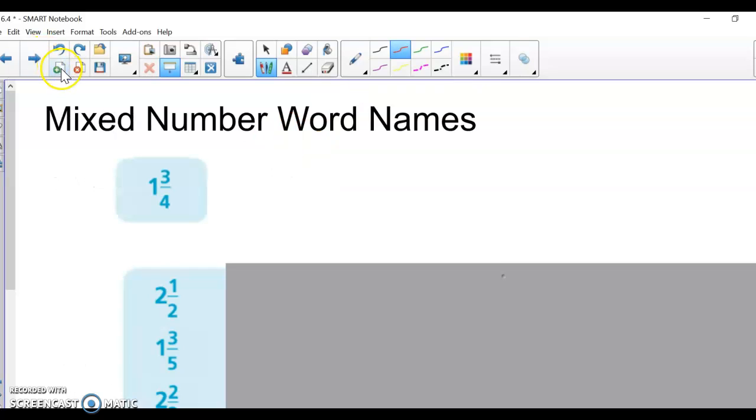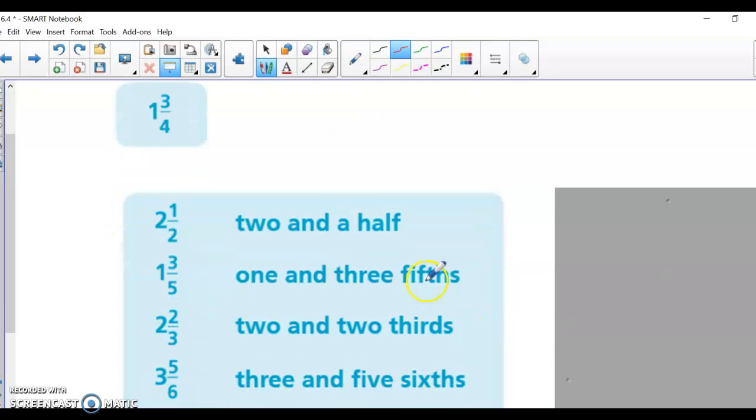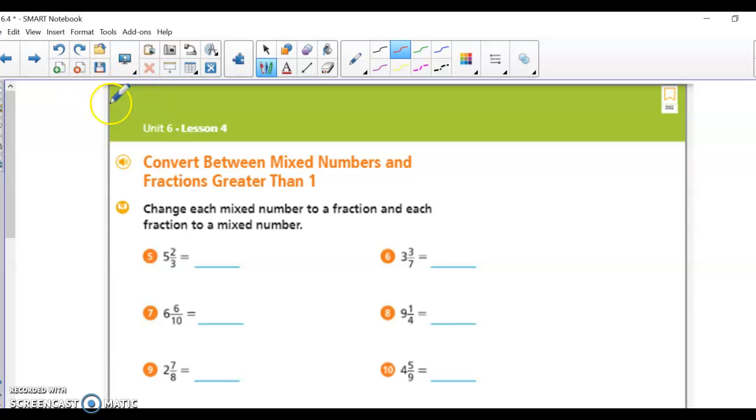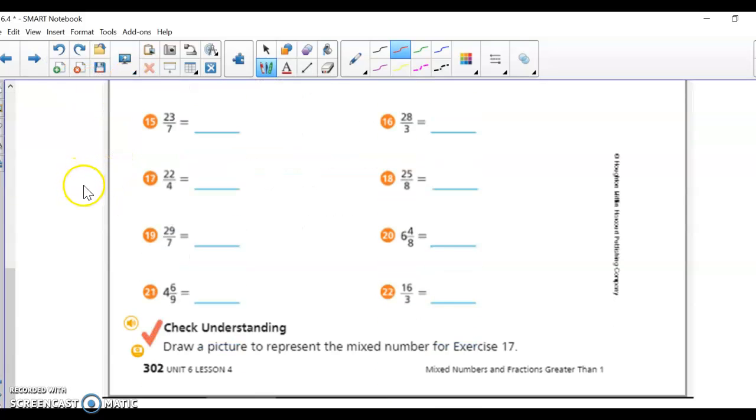All right. So mixed number word names. So this is how you've heard me say these a lot. So this is just 1 and 3/4. And here's some other examples. So 2 and 1/2. 1 and 3/5. 2 and 2/3. So you say "and" when you're combining our mixed numbers. And that's how that works every time. That "and" means, oh, there's a fraction coming. Okay. So now let's get on to the page for the day.